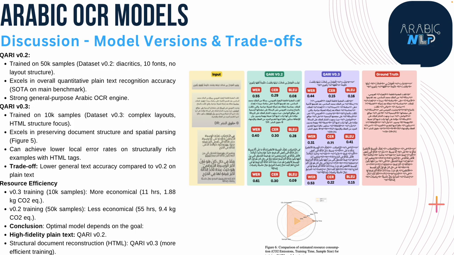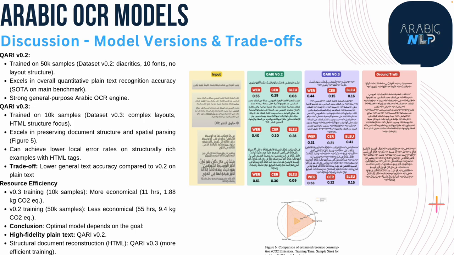When we discuss Qari version 2, which was trained on a large dataset, maybe 50,000 images or samples, it focused heavily on getting the text itself right, with a lot of diacritics and fonts, but less on page layout. So the model is actually our champion for overall plain text accuracy. If you just need to extract the words perfectly, I think version 0.2 is likely your best model.